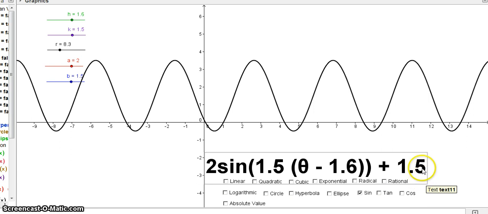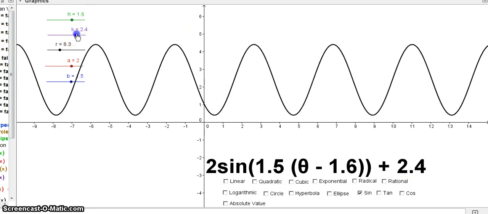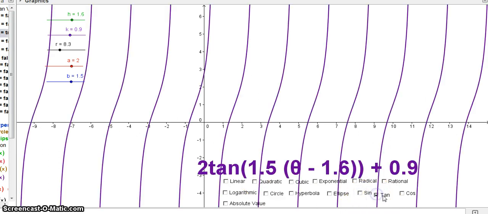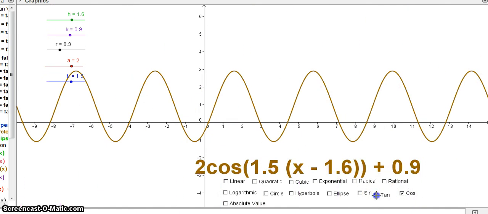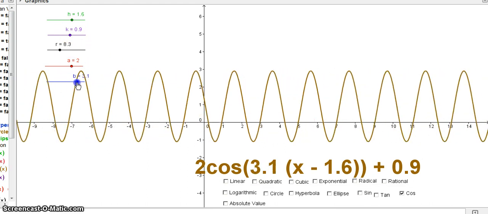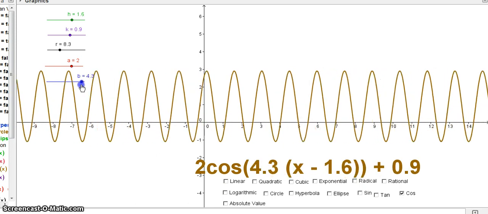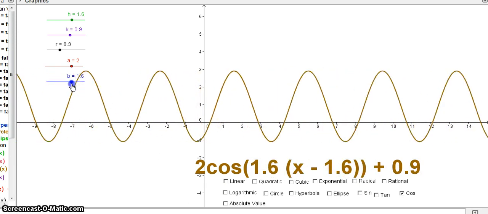A vertical shift is just moving the graph up and down, which I guess maybe I should show you. Whereas this value in front is a stretch of the graph. The thing that's different about a sine function or a tangent function or a cosine function is the fact that we also have this b value. That's what affects the horizontal stretch of a trigonometric function. A larger b value in this case makes the graph compress horizontally. A smaller b value in this case makes the graph stretch horizontally.